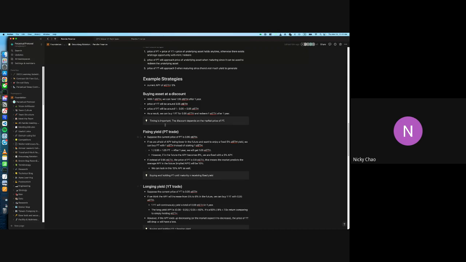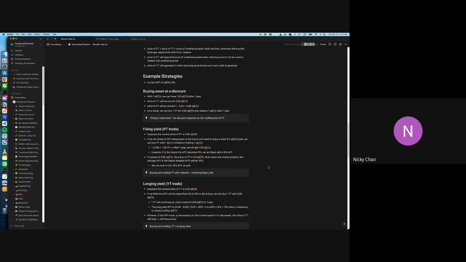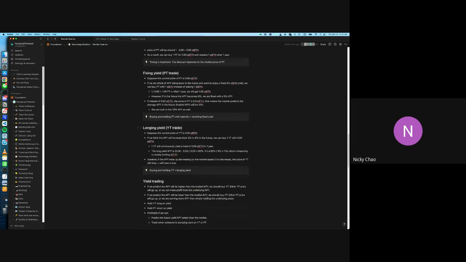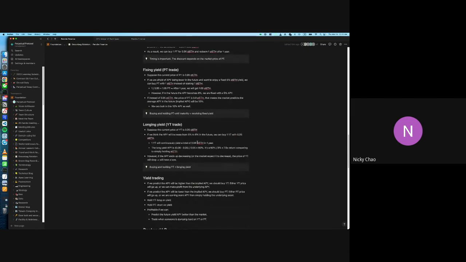These two strategies are quite similar. You just buy PT and hold it to maturity. Buying and holding PT until maturity equals receiving a fixed yield. I'll pause for a while. Is there any question for these two strategies? Okay, then I'll go to the next one.